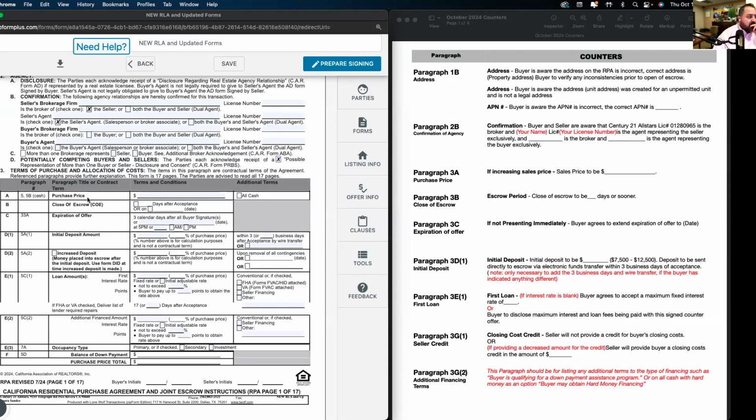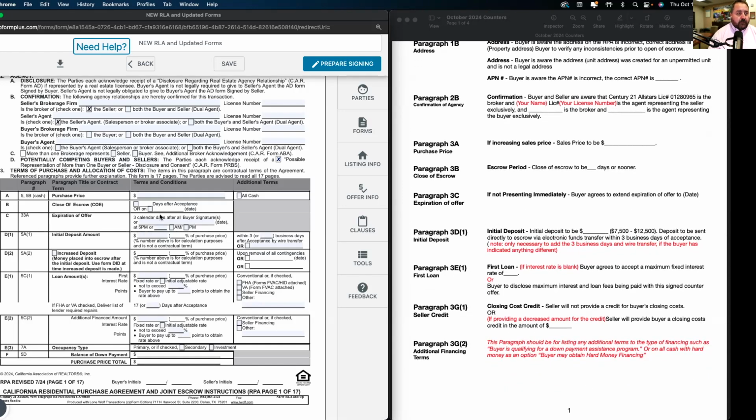Okay. Close of escrow, pretty straightforward. Close of escrow to be blank days or sooner. I always like to put the or sooner, even though contractually it's always or sooner if people agree to close sooner. I just like to add that in. Okay. So close of escrow to be blank days or sooner. Very straightforward. Okay.